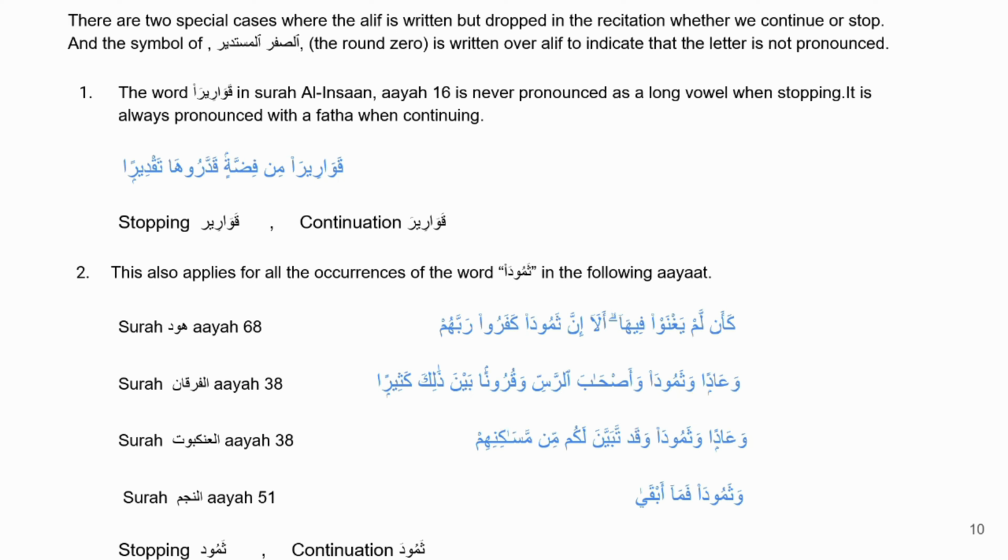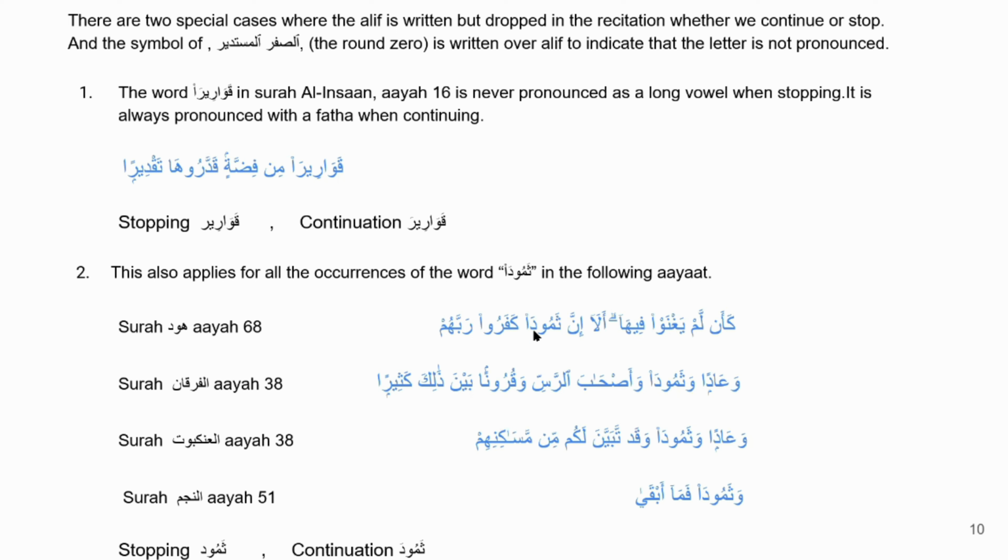And this also applies to the word Samuda in these ayat, in Suratul Hud, ayah number 68, in Suratul Furqan, ayah number 38, in Suratul Ankabut, ayah number 38, in Suratul Najm, ayah number 51, and everywhere you can see the word Samuda is written in a way that there is an alif after it with sifr mustadir on the top.